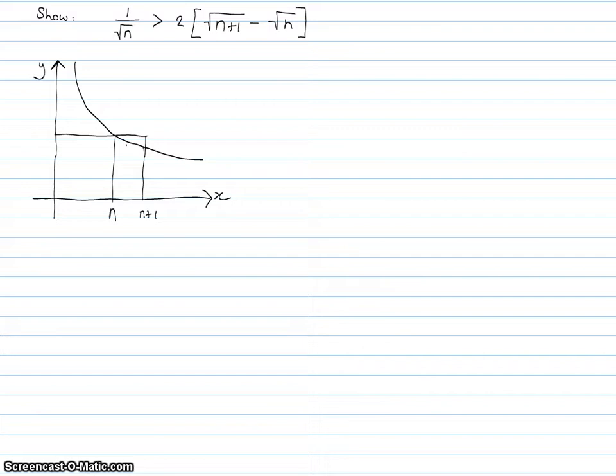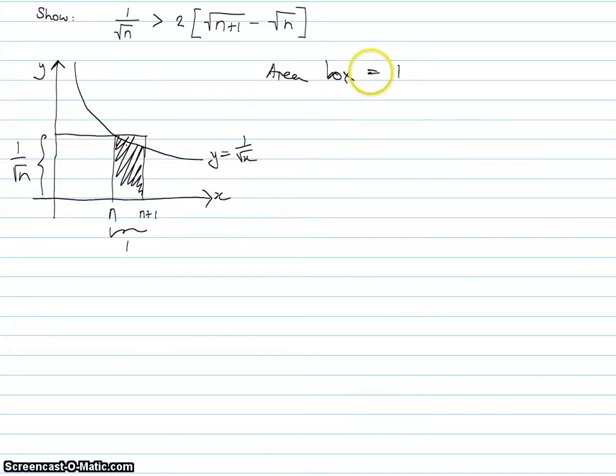What about the second part? What am I asked to do? The second part looks similar, except I have to set my curve up slightly differently. Instead of looking at n and n minus 1, I look at n and n plus 1. What's the area of this box? The width is 1, that's fine. What's the height? Looking across, this is at n, so the height is 1 over root n again. So the area of my box is equal to 1 times 1 over root n, which is 1 over root n.